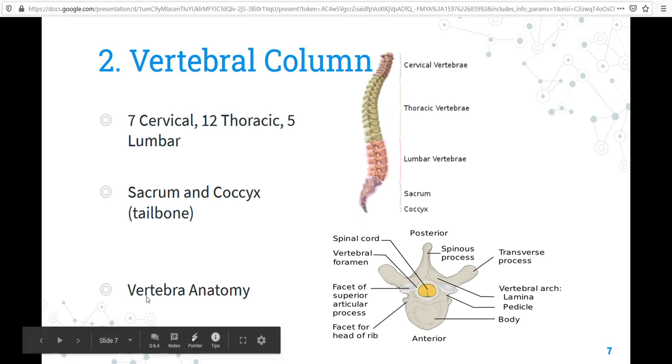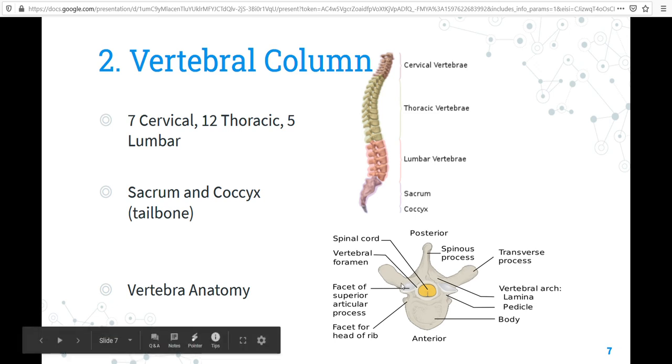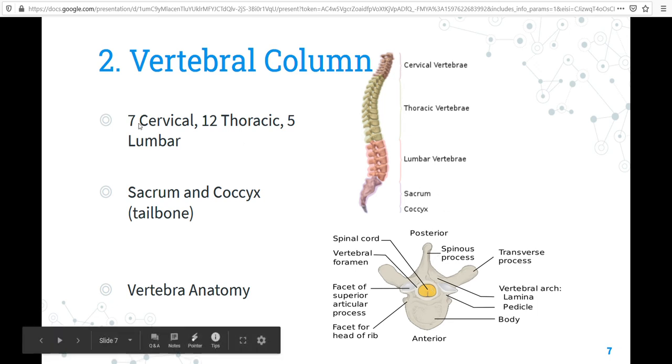Each vertebrae or vertebra has its own anatomy depending on its function. So this would be a thoracic vertebra because it has a facet for a rib, and that's because the thoracic vertebrae articulate with the ribs. Each vertebra is made slightly differently, so a cervical vertebra would look different and a lumbar vertebra would look different as well. So that's the basics of the vertebral column.